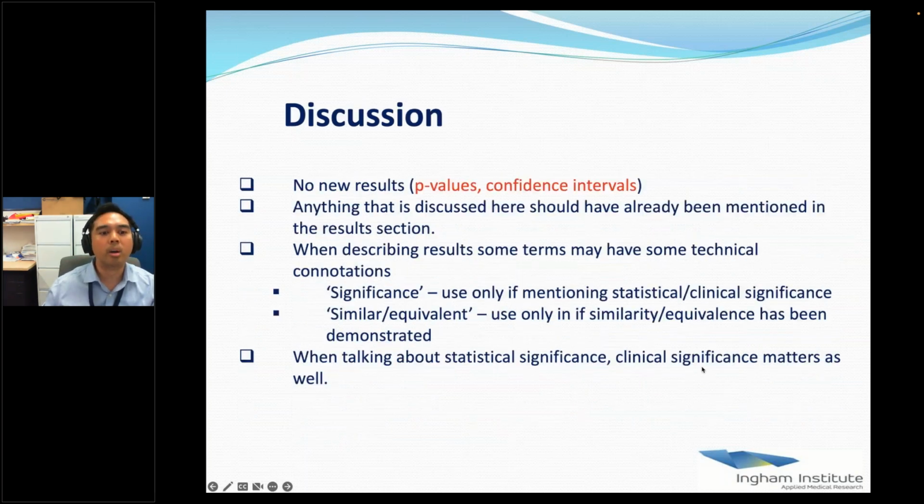With a discussion, basically no new results. Anything you discuss should have already been mentioned in your results. There are some words that have technical meanings, and I only like to use them in that context, so I might point that out if you use words like significance or equivalents outside the context of their statistical meanings. And the final thing I'll say is that when you talk about statistical significance, I always encourage people to pair it up with some sort of clinical significance, because on its own, statistical significance may not be that meaningful.